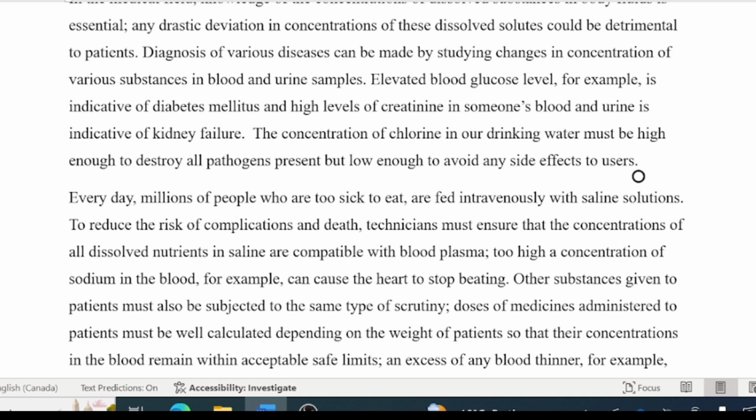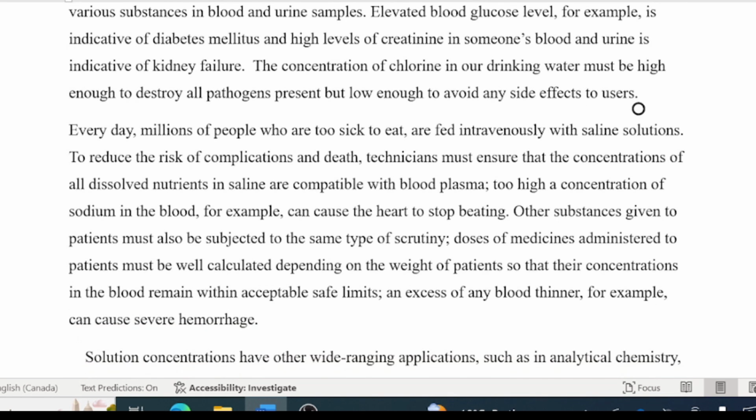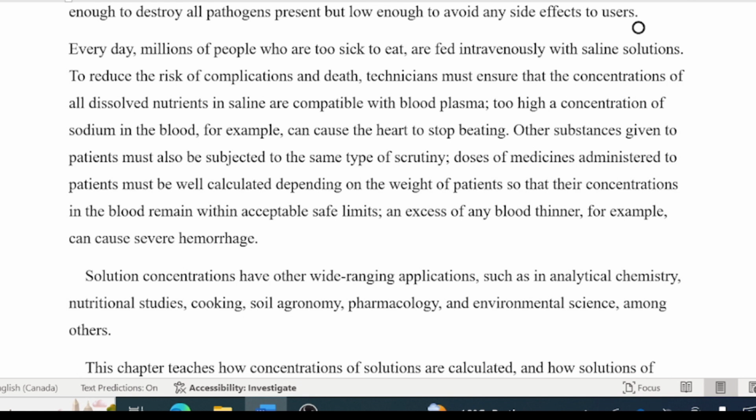The concentration of chlorine in your drinking water must be high enough to destroy all the pathogens present, but low enough to avoid any side effects to users. Every day, millions of people who are too sick to eat or drink are fed intravenously with saline solutions. To reduce the risk of complications and death, technicians must ensure that the concentrations of all dissolved nutrients in saline are compatible with blood plasma.